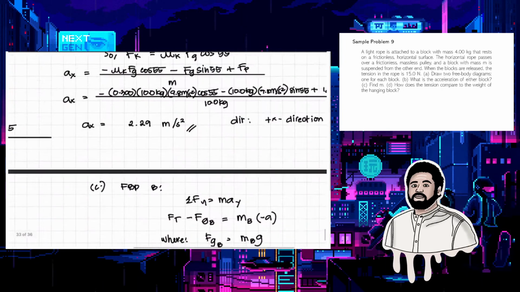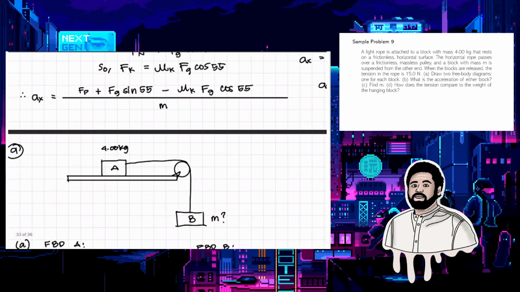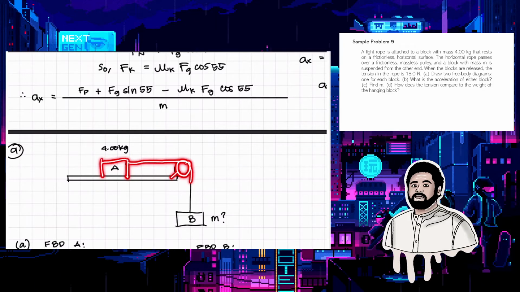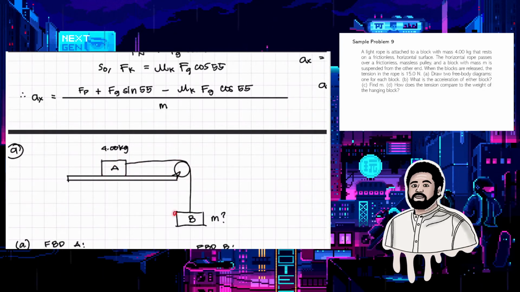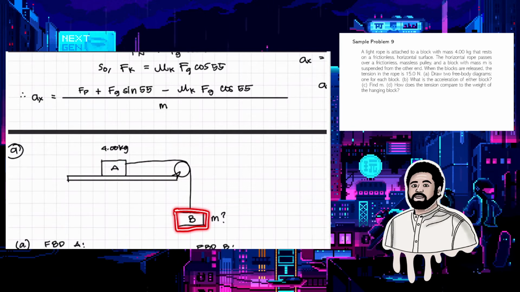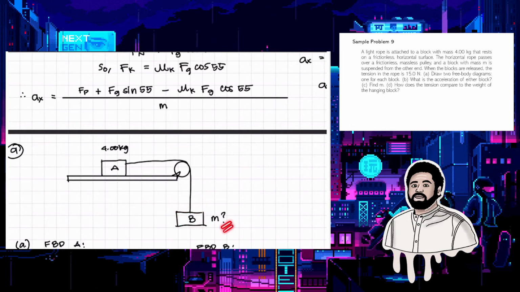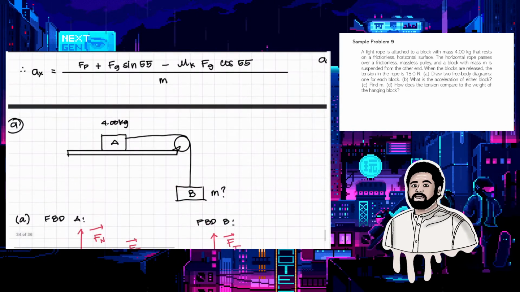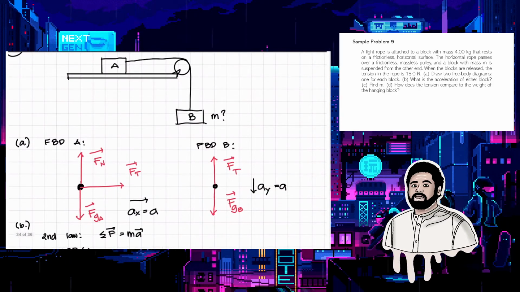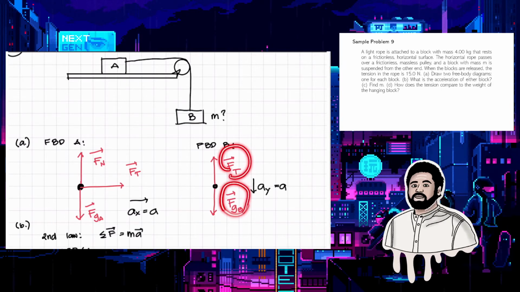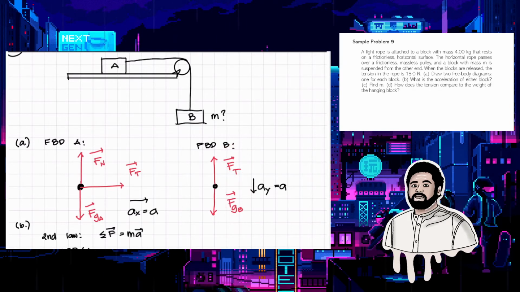So, the scenario: on a frictionless surface, you have a block that is connected to a rope that is passing on a frictionless pulley, wherein another block is hanging, that is B, with an unknown mass. Okay, free body diagram for each block. So for block A, the normal force, the tension force, and then the pull of gravity. And then we have block B, tension force, and our pull of gravity for block B.